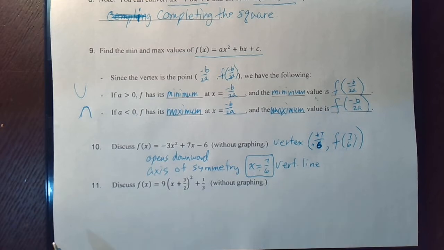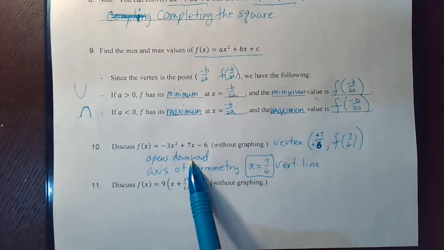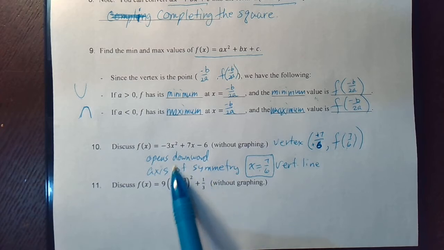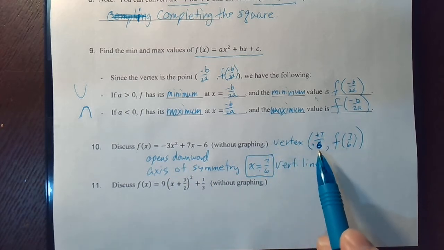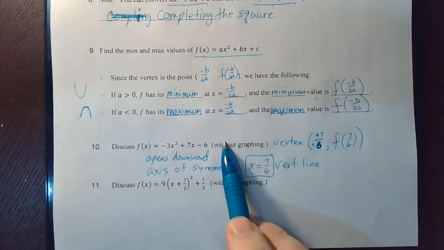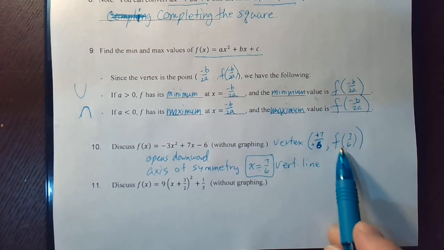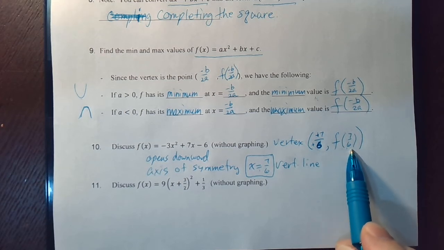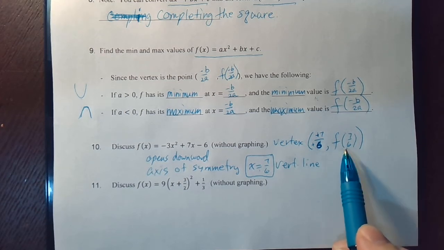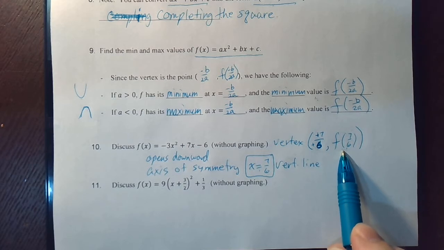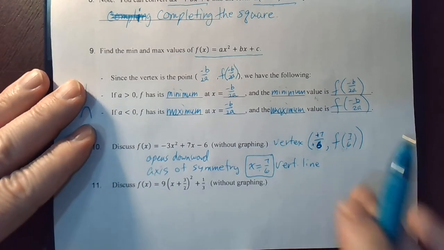And let's see, anything else we could ask about? Well, you could say, since it opens downward, it has a maximum value. The maximum value occurs when x is 7/6, and whatever this value is, again, I didn't want to plug in 7/6 into this function. You can do that on your own. Whatever this value is would be the maximum value of the graph, of the function, the tallest point.